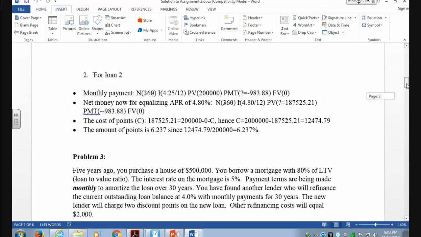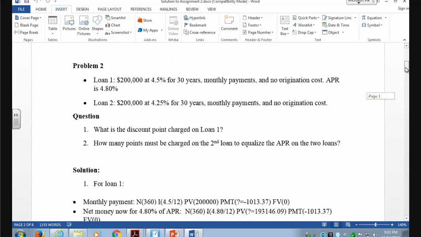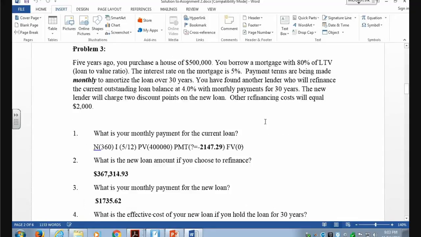You mean Problem 3, part 2. Problem 3, part 2 is this one, right? That's the balance from the old one. Okay, look. We will read this sentence, right? You have found another lender who will refinance the current outstanding loan balance. It's a 4%. What that means, you can borrow this amount, your remaining loan balance, this amount.